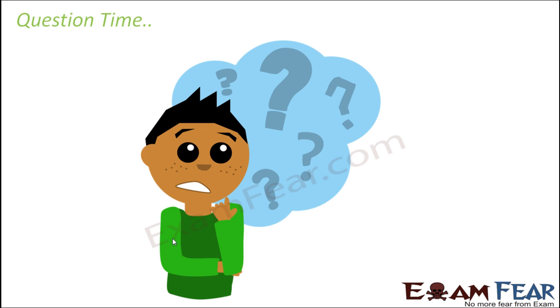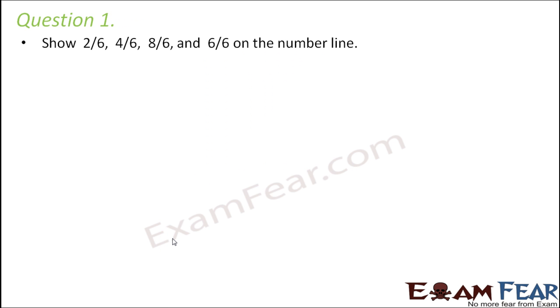So now, based on like and unlike fractions, let us look at some questions. Question number 1. Show 2 by 6, 4 by 6, 8 by 6 and 6 by 6 on the number line. So how do we represent these fractions on the number line?